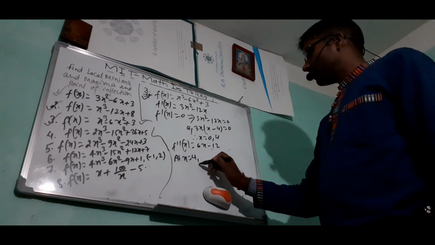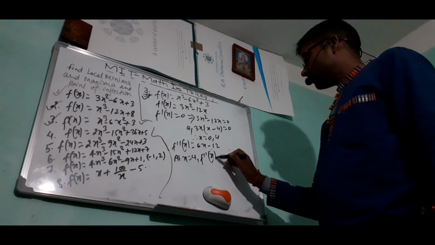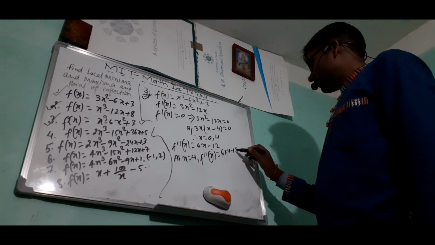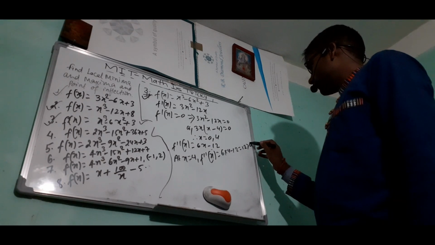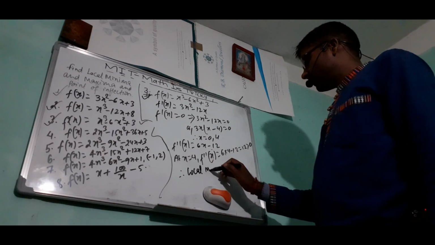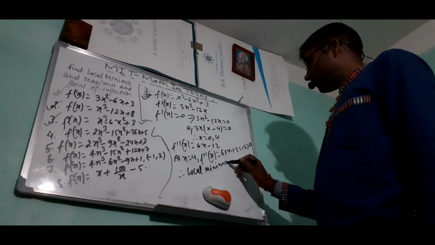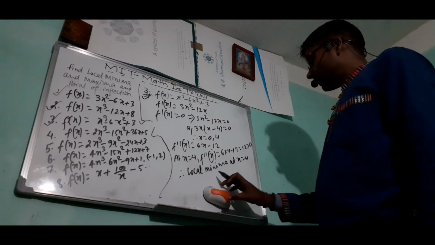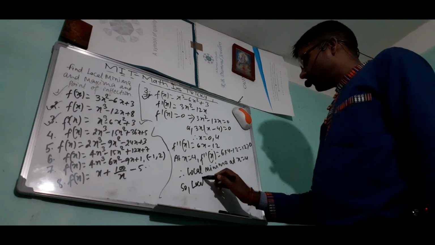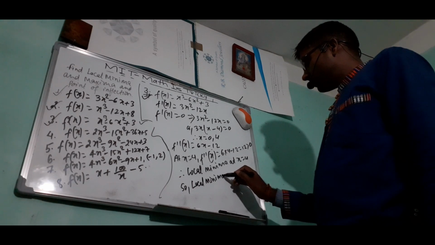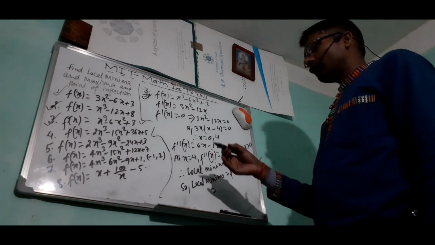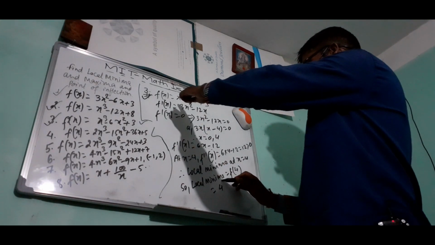Now at x equals 4, we take the second derivative equals 6 into 4 minus 12. 24 minus 12 is 12, greater than 0. Therefore, there will be a local minima at x equals 4. Now let's find the value there. The local minima will be f of 4.